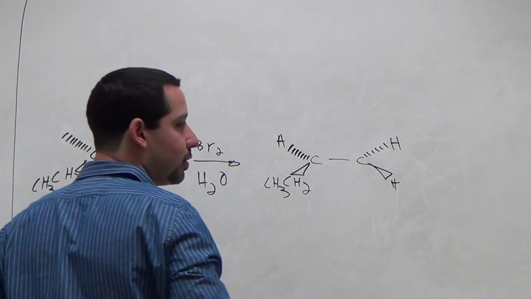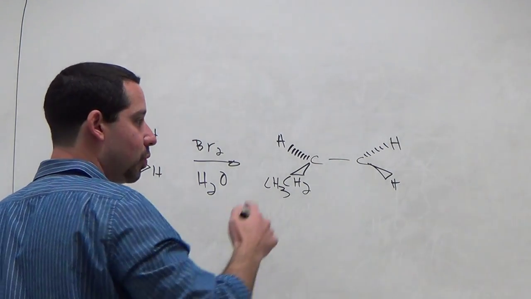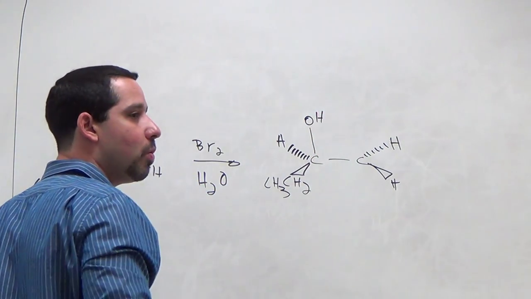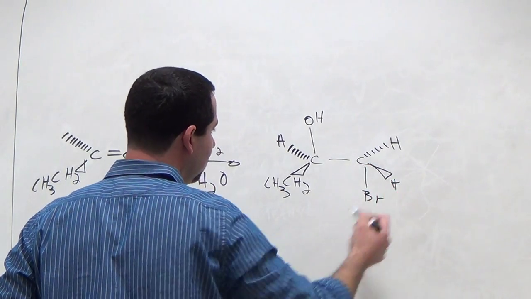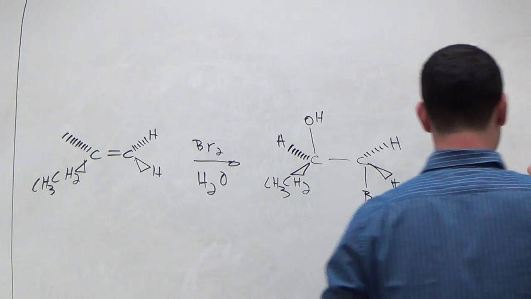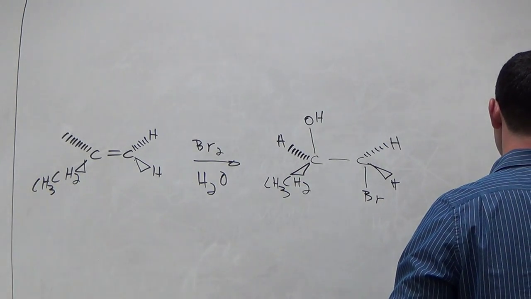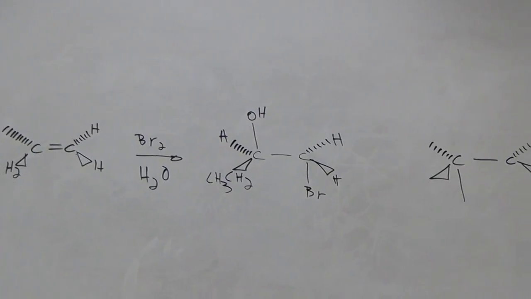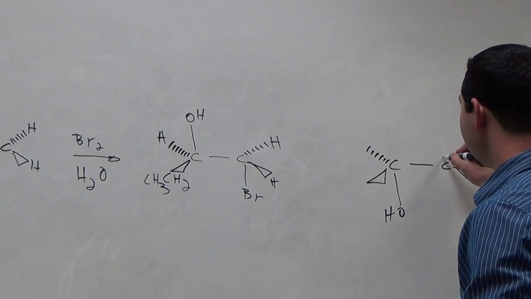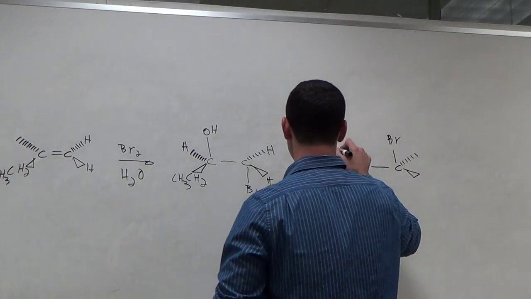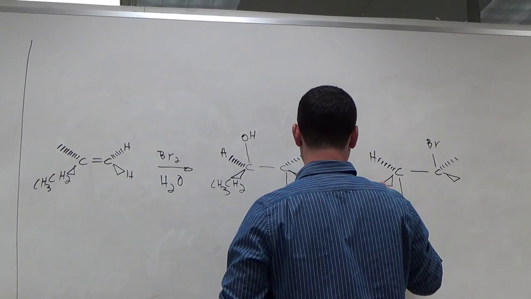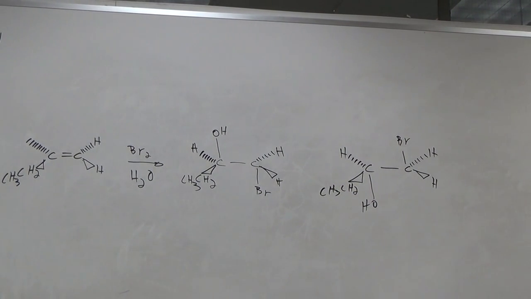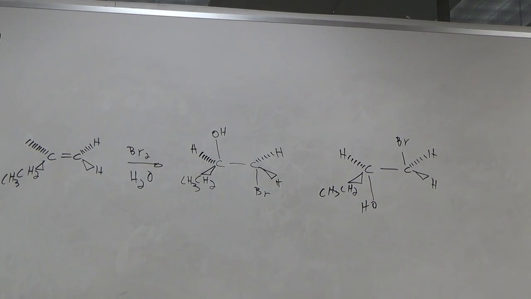Where am I going to put the OH? Try the top. I want to put it like this? Yeah, you can. Okay. If we put it like this, then the Br will go where? On the bottom. But if I don't put it like that and I put it on the bottom, the Br will go on the top. Why does the Br go on the top? Because of anti-addition, and anti-addition here because of the formation of? Bromonium.